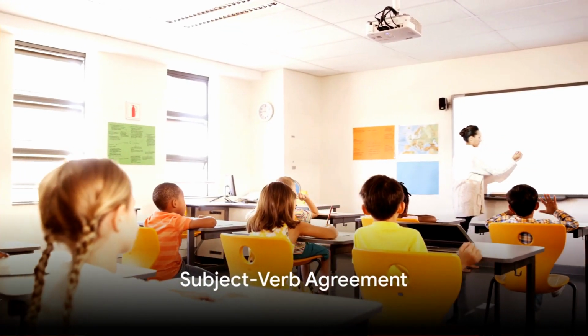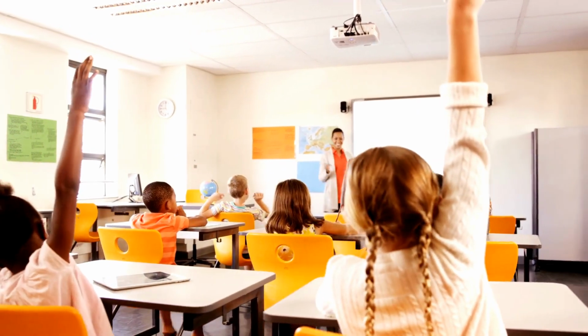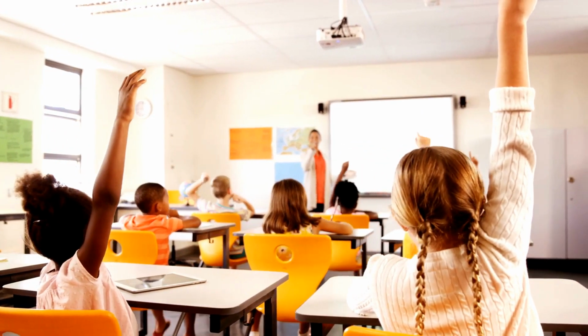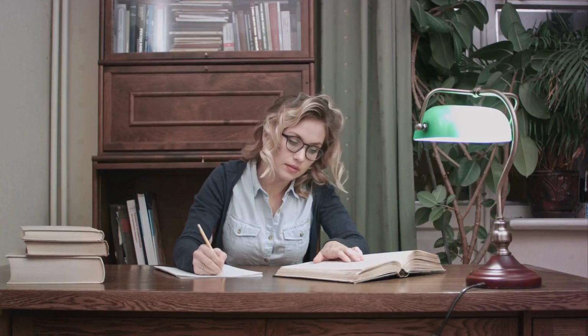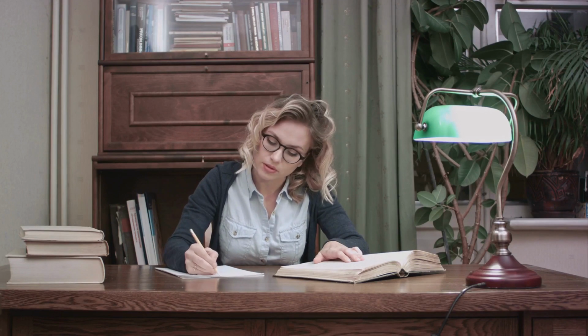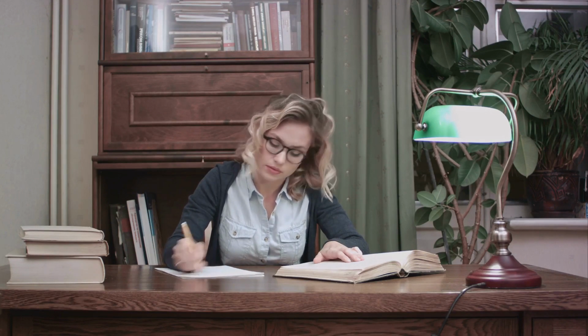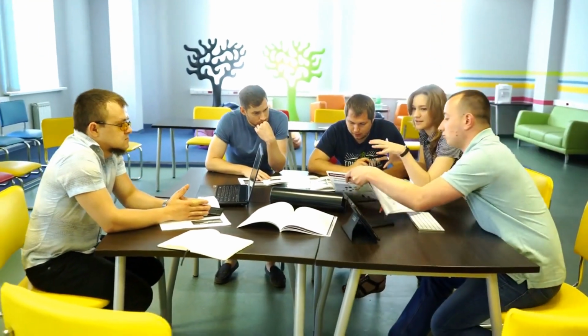Subject-verb agreement is a simple rule, but it's often overlooked. It's one of the cornerstones of English grammar, and mastering it can make your English sound more fluent and natural. So, let's dive right in. Subject-verb agreement is all about making sure that your subject and your verb match up. In other words, if you have a singular subject, you need a singular verb. And if you have a plural subject, you need a plural verb. It seems simple enough, right? But it's easy to get tripped up.